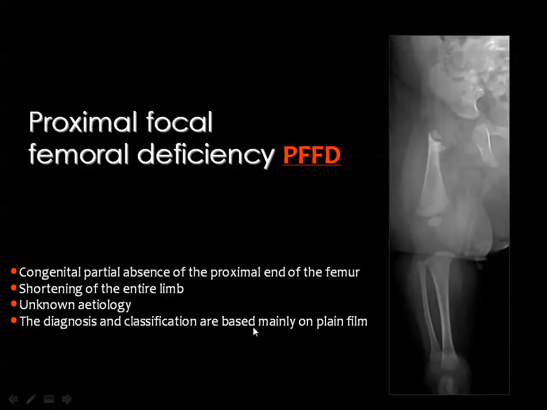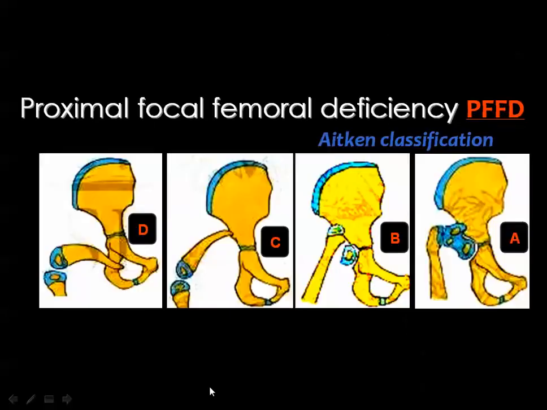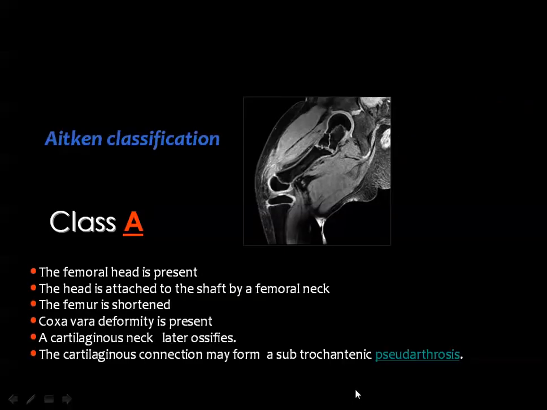The diagnosis and the classification are based mainly on the plain film finding. These are the classifications written in the books. They include type 1 or type A, B, C, and D. Then we'll discuss these types. Type A is the less severe or mild form. Then by progression or advancement of the disease, you get type B, C, and D.